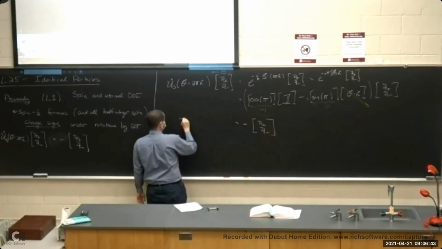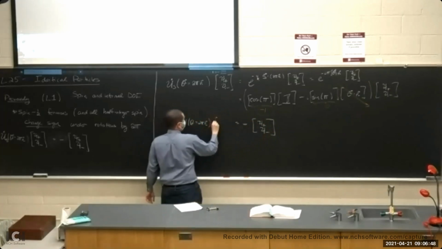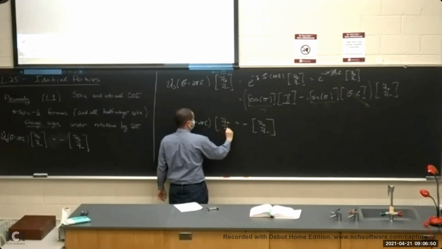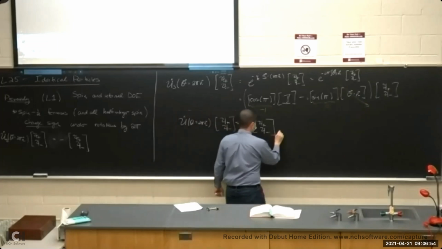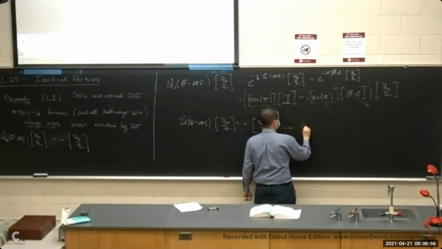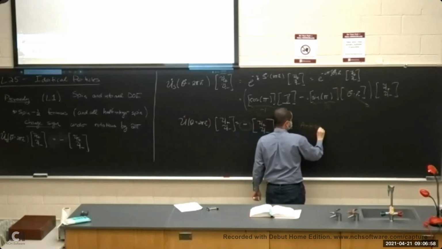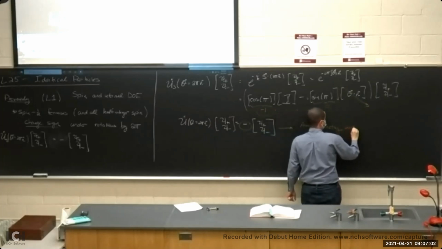So rotation by 2 pi about any axis of a spin 1/2 particle changes its sign. And so this is going to give us the property of anti-symmetry under rotations.